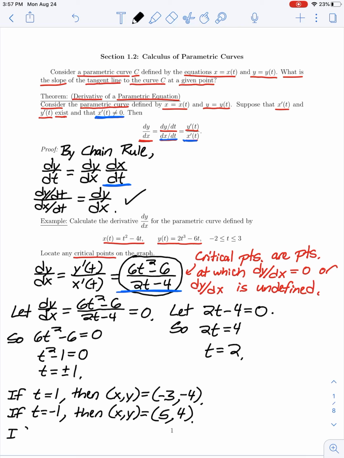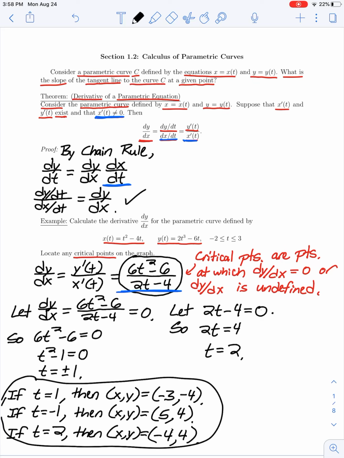And our last critical point would correspond to the value t equals 2. So if t is 2, then the corresponding point on our curve would have an x-coordinate of 4 minus 8, so negative 4, and y would be 8 times 2, which is 16, minus 12, which would be positive 4.